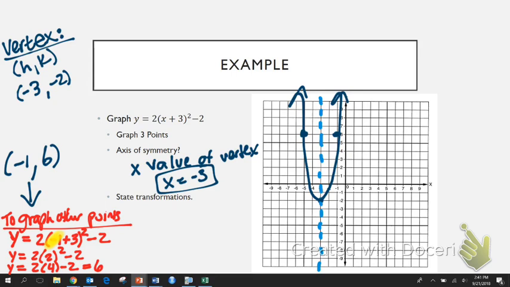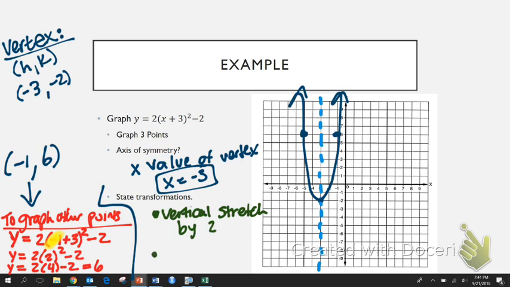All right. The last question it asked me is to state my transformations. So A, H, and K do the same thing that they've always done. So I have an A value of 2. So that means 2 is bigger than 1. So I have a vertical stretch by 2.